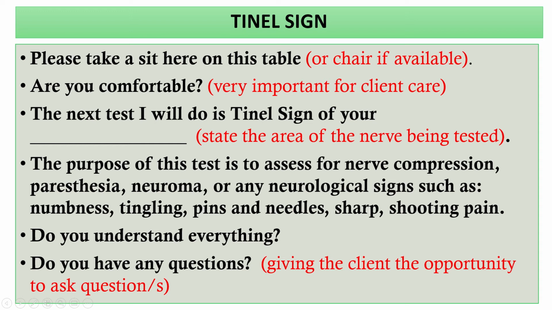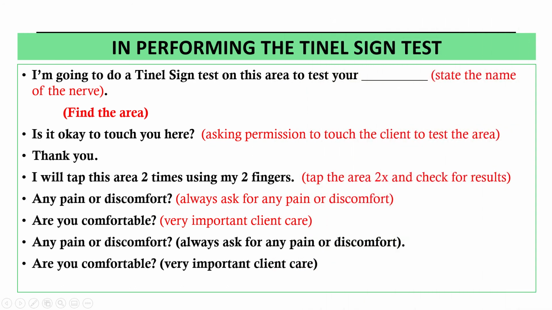The next test I will do is the Tinel sign of your blank, stating the area of the nerve being tested. The purpose of this test is to assess for nerve compression, paresthesia, neuroma, or any neurological signs such as numbness, tingling, pins and needles, sharp, shooting pain. Do you understand everything? Do you have any questions? Giving the client the opportunity to ask questions.